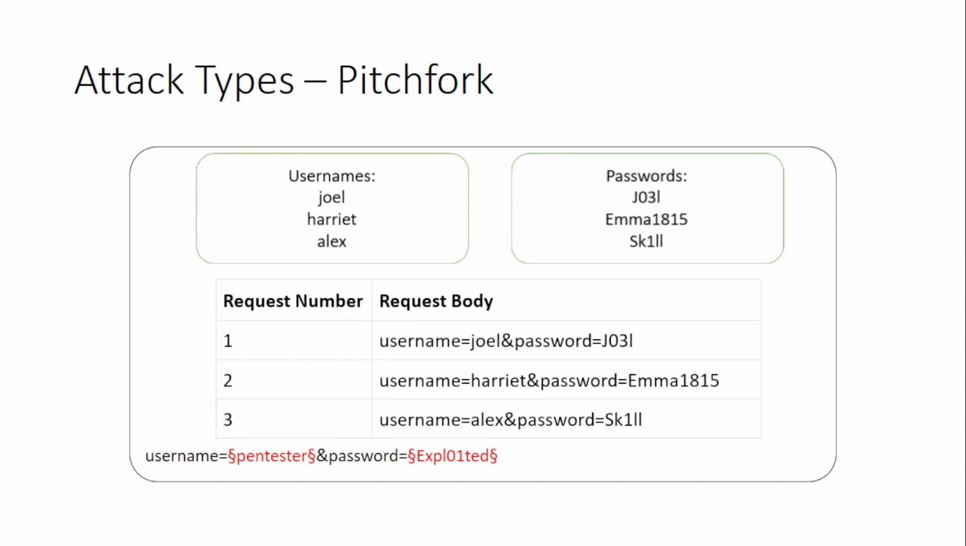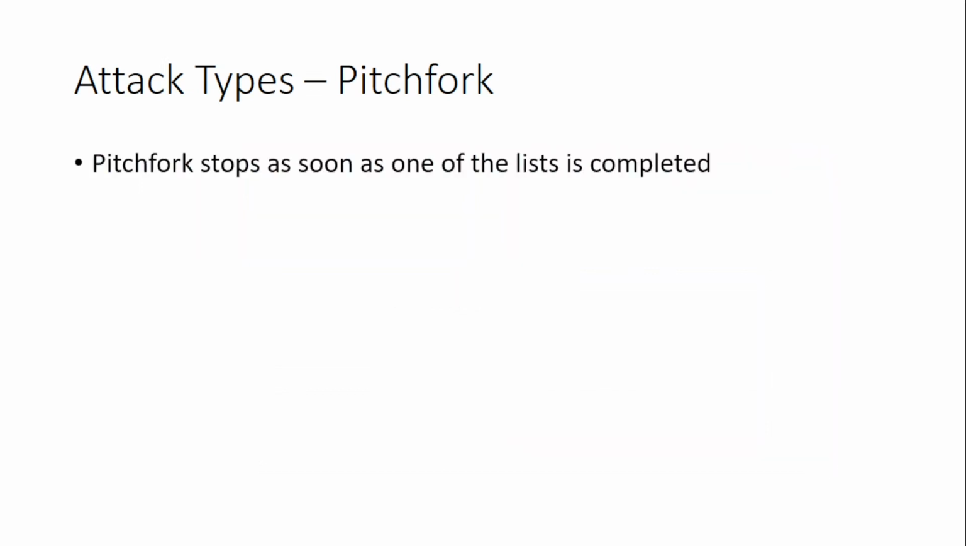So the first word in the username word list will be added to the username, and the first word in the passwords word list will be added to the first request in the password field. And same for the second and third. This is repeated until one or all of the lists run out. So the first list that runs out, Pitchfork stops working there. So Pitchfork stops as soon as one of the lists is completed.